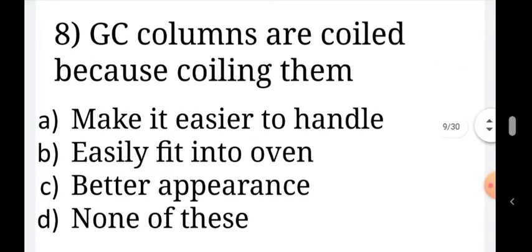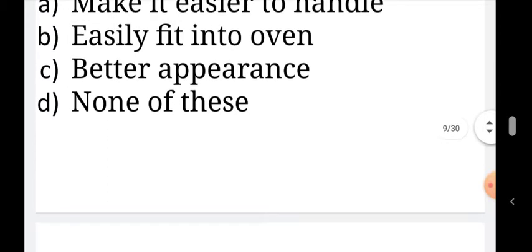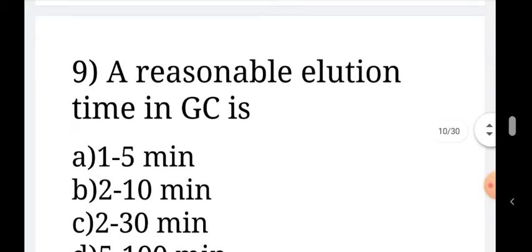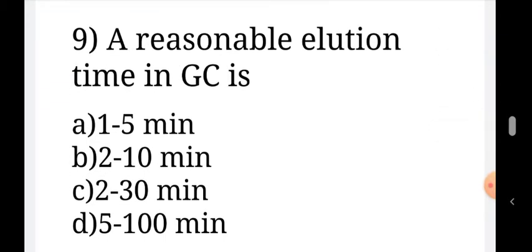GC columns are coiled because coiling them makes it easier to handle, easily fit into the oven, better appearance, or none of these. The correct answer is B, easily fit into the oven. A reasonable elution time in GC is 1 to 5 minutes, 2 to 10 minutes, 2 to 30 minutes, or 5 to 100 minutes. The correct answer is 2 to 30 minutes.